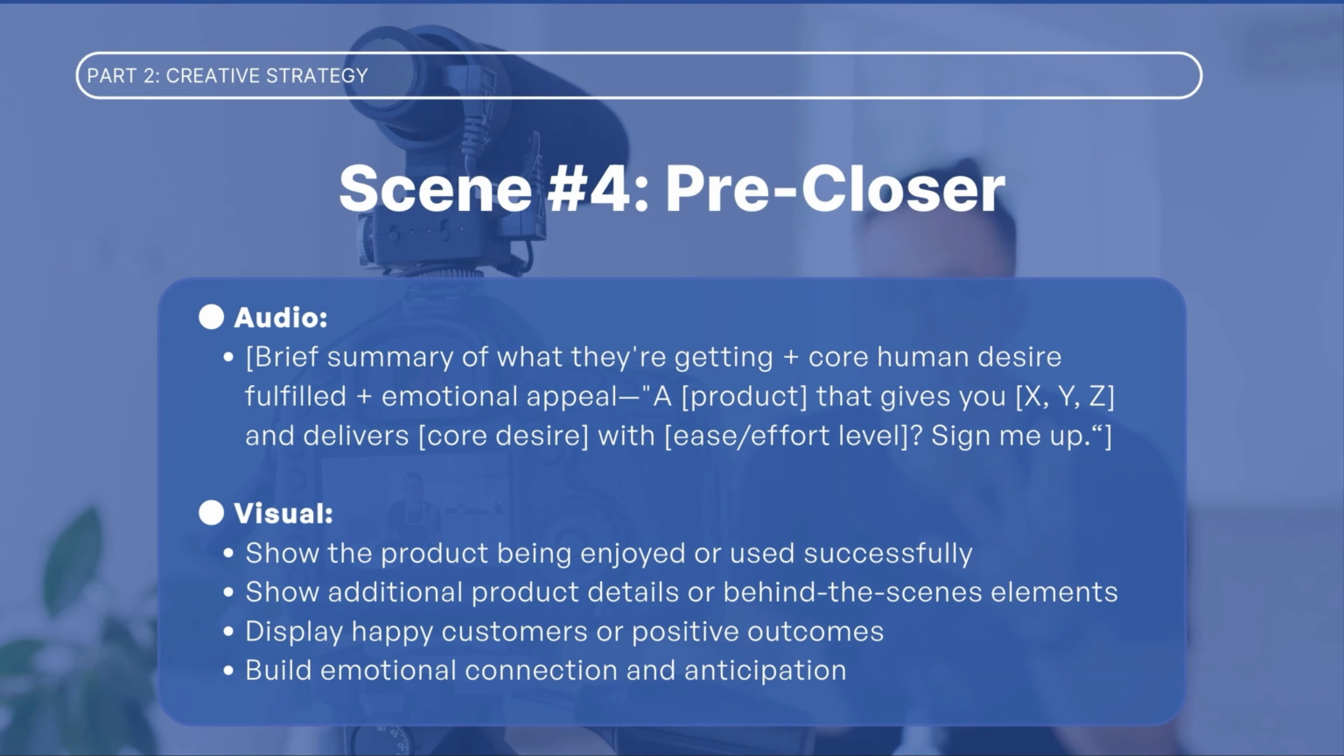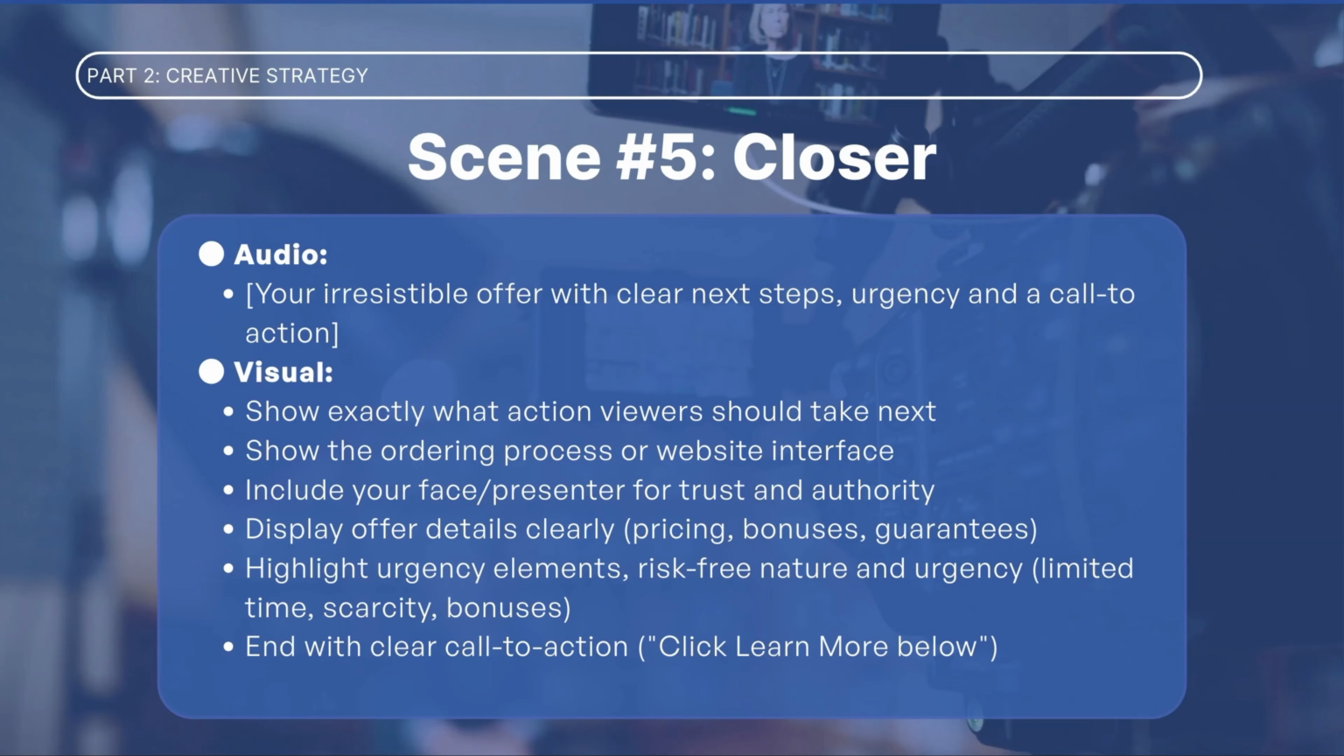Scene 4, pre-closer. Here, you'll give a quick recap of the value that your prospects are getting by buying your product. This value must be tied to the core human desire that you're fulfilling. Make it emotional. This is where you get them thinking, this is exactly what I need. Show people enjoying the product, feature happy customers and positive results to build emotional connection and anticipation before the final pitch.